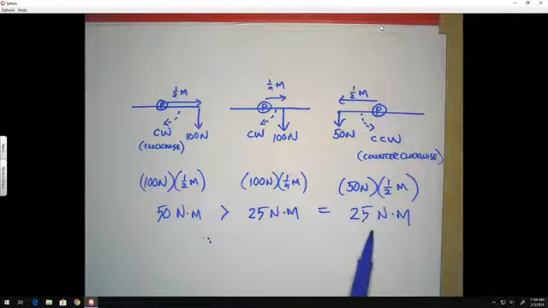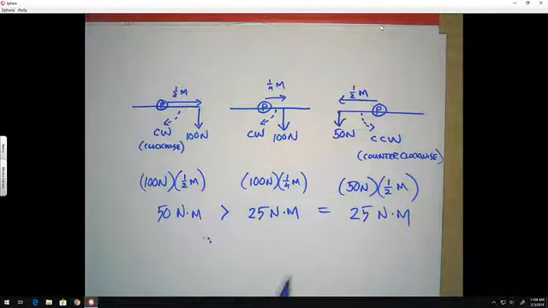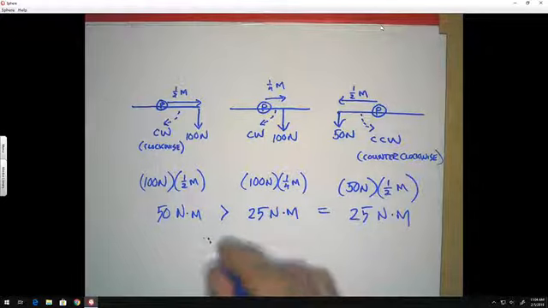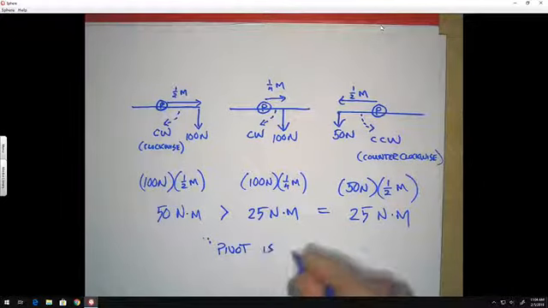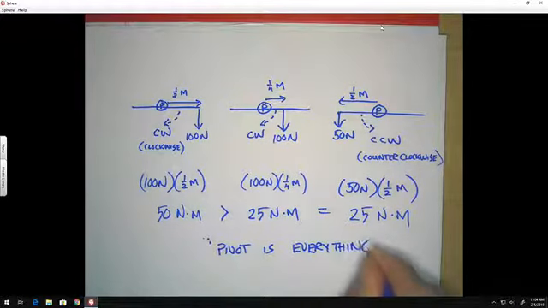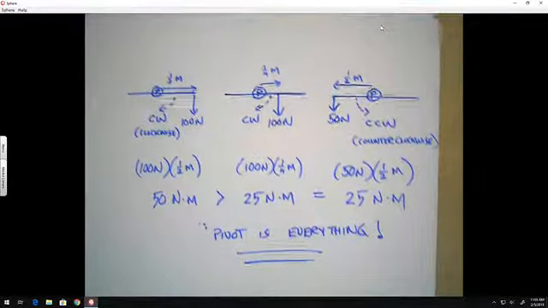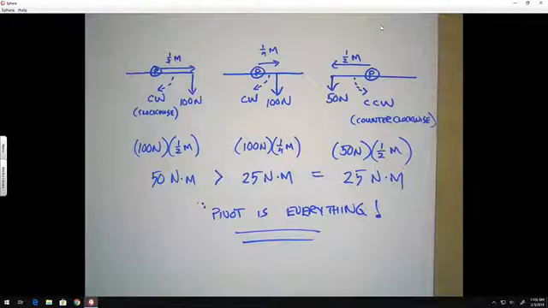So it's basically the same strength of a torque, but it's in a different direction. And so you have to always look at torque, and the most important thing with torque is you have to know where is the pivot. Okay, so pivot is everything. Very important. Without a pivot, you really can't say anything about torque. You have to have a pivot in mind when you calculate torque.